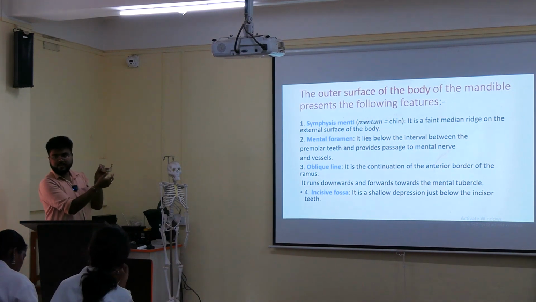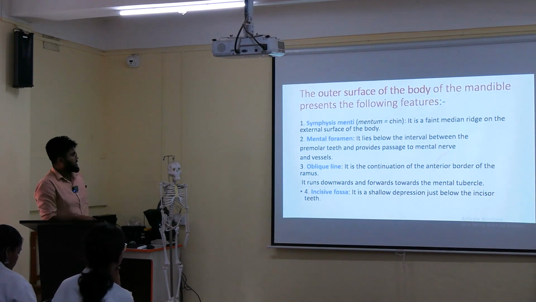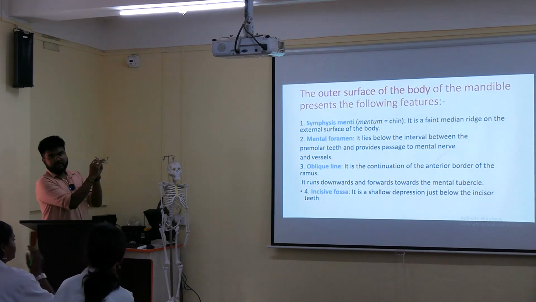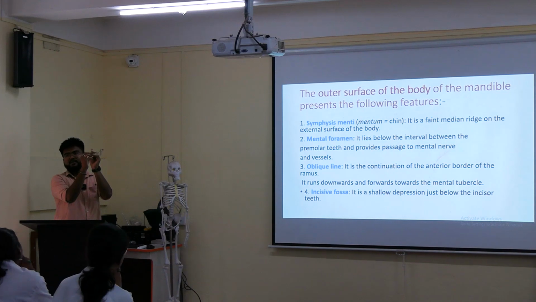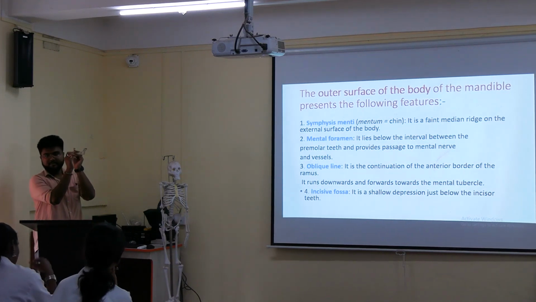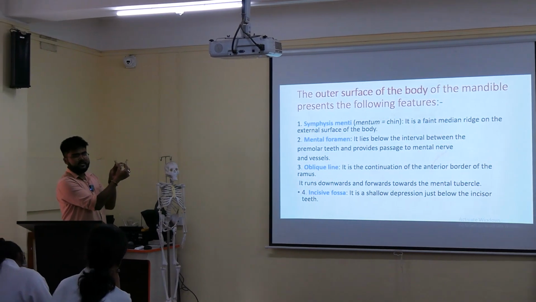Or posterior to the tubercle of the mental, the mental tubercle. So next is the oblique line. This is the oblique line. It is mainly the continuation of which part? This is the anterior border of the ramus of the mandible. And the incisive fossa is present here, below your incisor teeth.